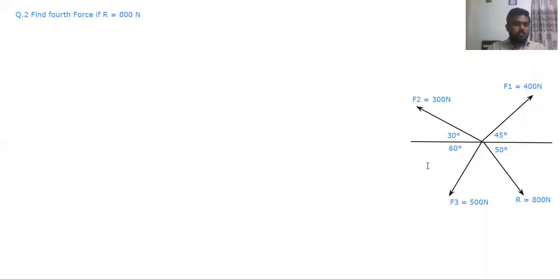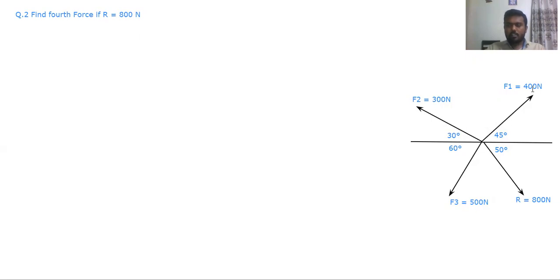Hello friends. Now we'll see the second problem of concurrent force system, resultant of concurrent force system. So here the diagram is given and the question is: find the fourth force if R is equal to 800 Newton. So here you can see R is given as 800 Newton, correct?